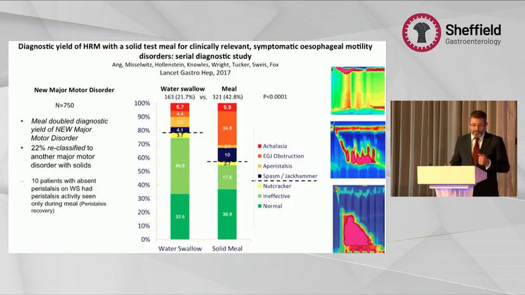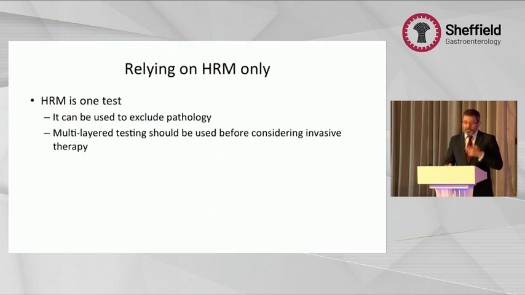And this study was published in 2017, looking at 750 patients who had 5 ml water swallows and solid swallows. When you gave solid swallows, then the likelihood of a major motor disorder was more than doubled compared to 5 ml water swallows. And in 70% of them, symptoms were reproduced. So it's very important to try and chase the symptom and try and identify the pathology as much as you can. My final point here is relying only on high-resolution manometry.